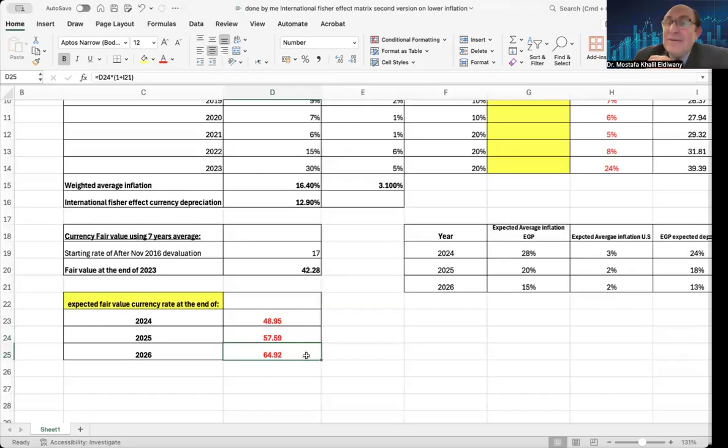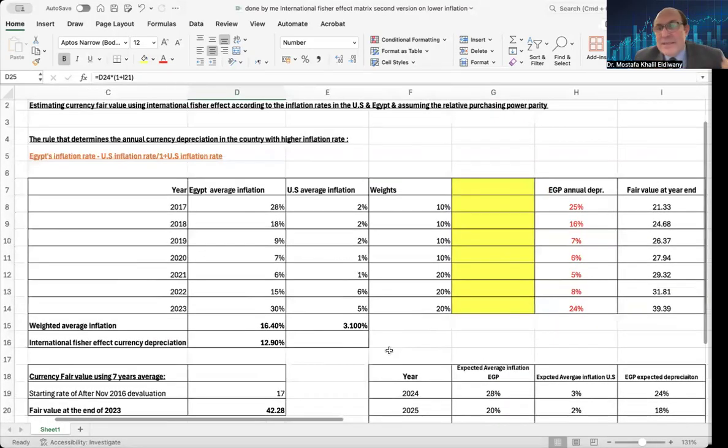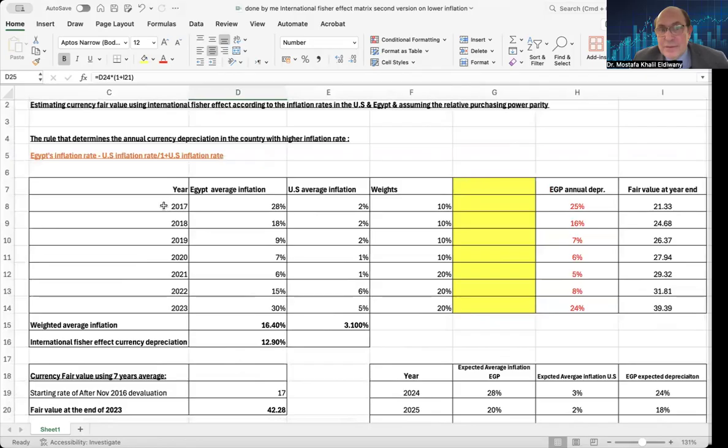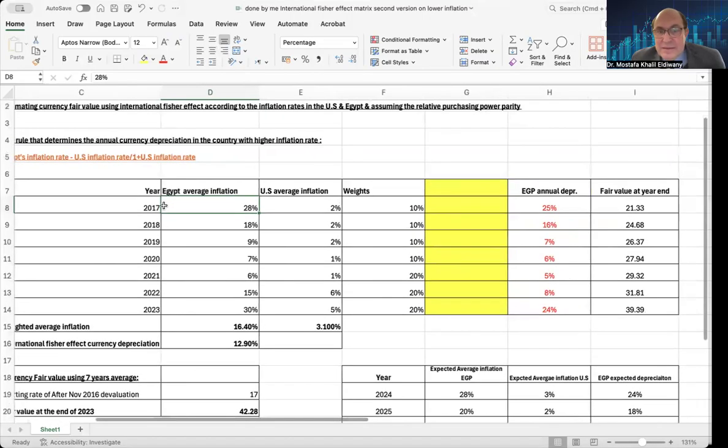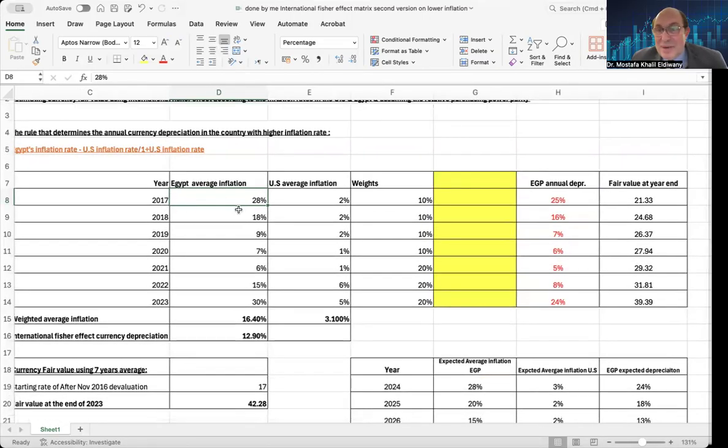Sometimes the government, if they have a lot of supply of dollars, can fix the rate. But this is not the fair value. To give you an example, after the Egyptian currency devaluation in 2016, the rate was in the range of 15.7 for the dollar to the Egyptian pound. But over time the value went in favor of the dollar, from 21 to 24 to 26, because the average inflation in Egypt was higher than the average inflation in the US.